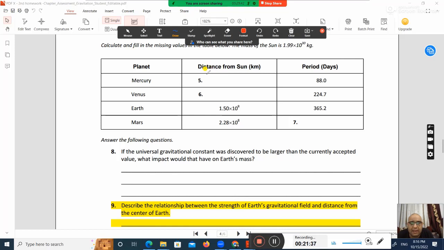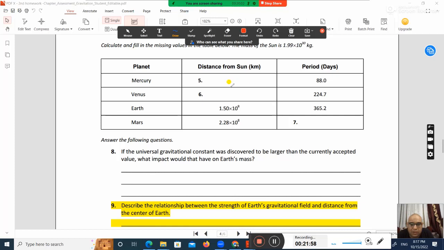He needs, for this table, number 5, number 6, number 7. Number 5 represents the distance from the Sun in kilometers. And so he needs the distance twice, the distance for two different planets, Mercury and Venus. And also he needs the periodic time of Mars.